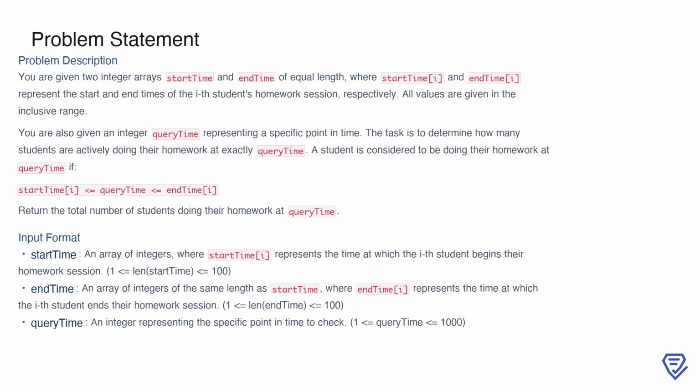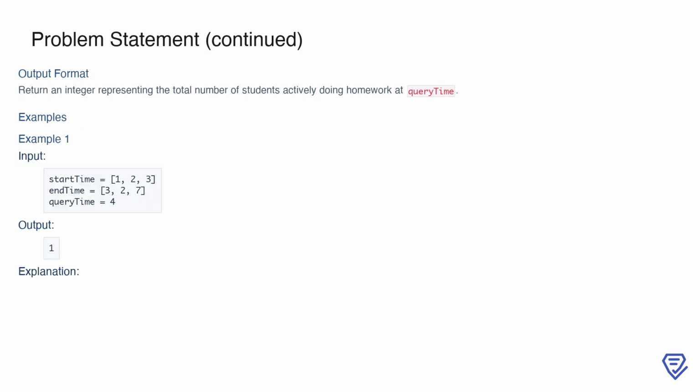The goal is to check, for each student, whether the provided query time falls within their homework interval. If it does, we count that student as actively working. Our task is to return the total number of students for whom this condition is true. The output of the problem is a single integer representing the total number of students actively doing homework at query time.